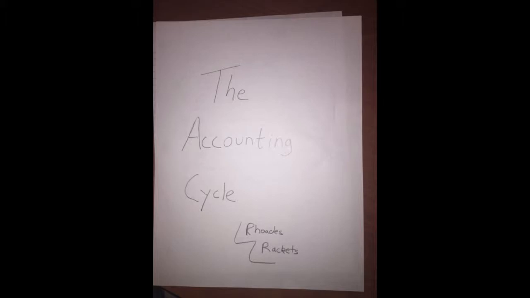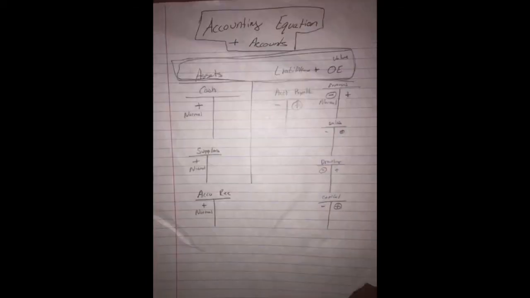I will show you how the accounting cycle works through the example of a business called Rhodes Rackets. The first step of the cycle is to analyze transactions from source documents into debit and credit parts. Here are the accounts and transactions from my business.